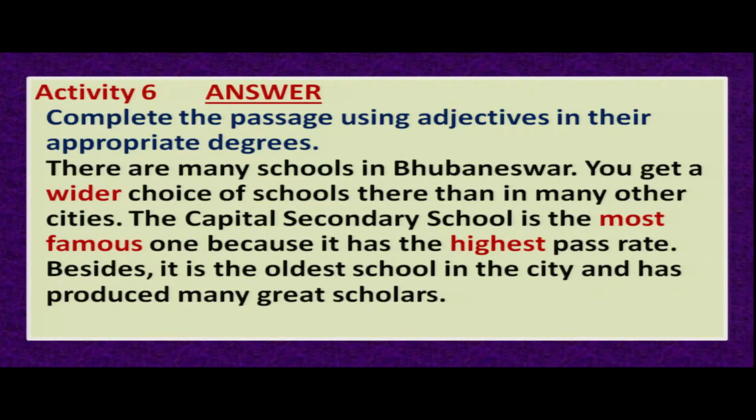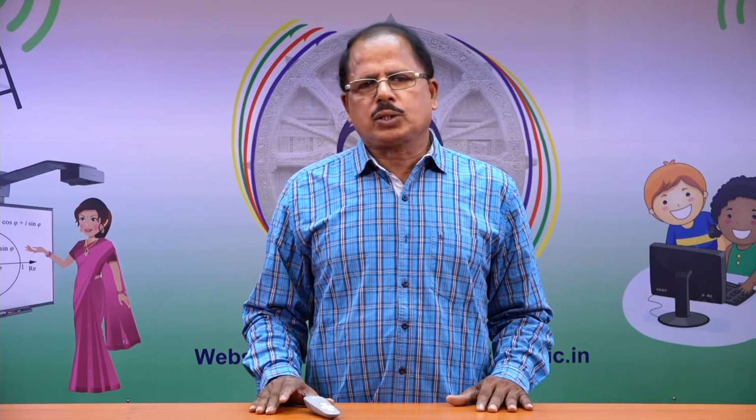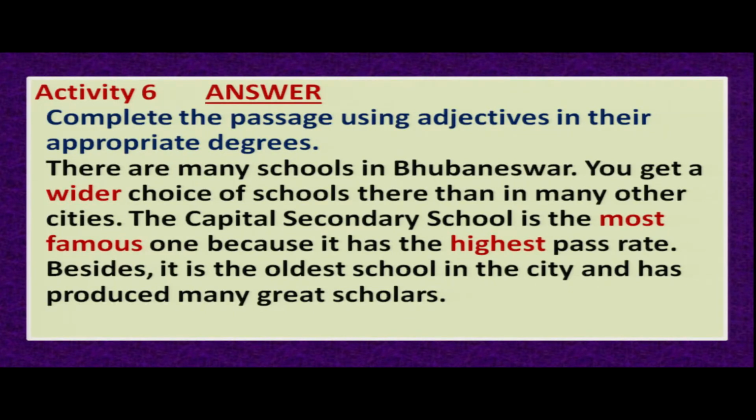The capital secondary school is the most famous one. When we have the definitely, the adjective will be in the superlative degree form. So most famous, I have already told you famous is a longer adjective, and when we change we can say more or most famous, and here the superlative degree is more appropriate, most appropriate, that's why most famous one, because it has the highest pass rate, highest, you see, right? So besides, it is the oldest school in the city and has produced many great scholars.